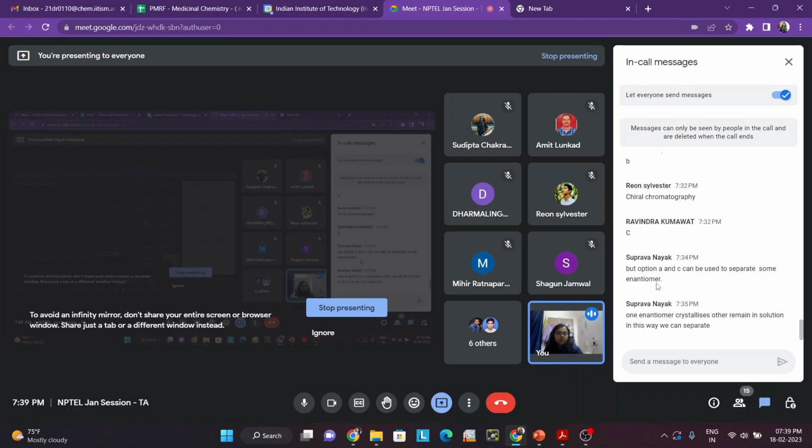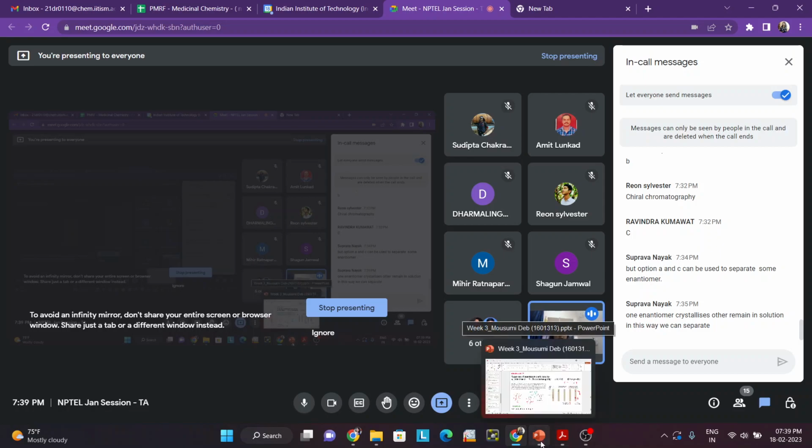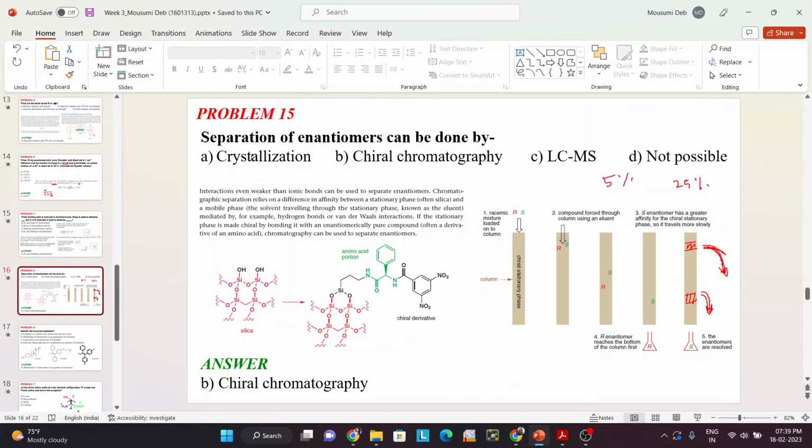So options A and C can be used to separate the enantiomers, but crystallization is not the way to separate it. It may happen that one enantiomer crystallizes and the other does not, so by that method we cannot separate it properly. If one enantiomer crystallizes and the other stays in solution, that separation won't be as efficient as chiral chromatography, because it is not possible for one enantiomer to crystallize and the other to remain in solution completely, 100%.